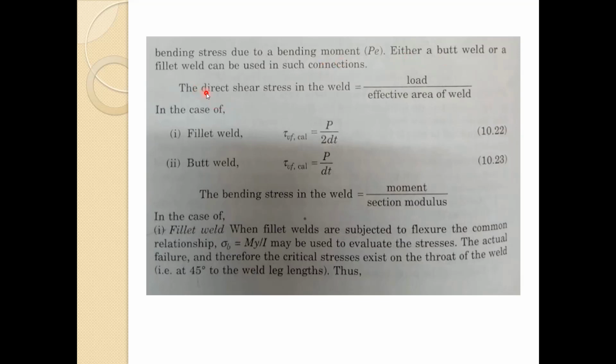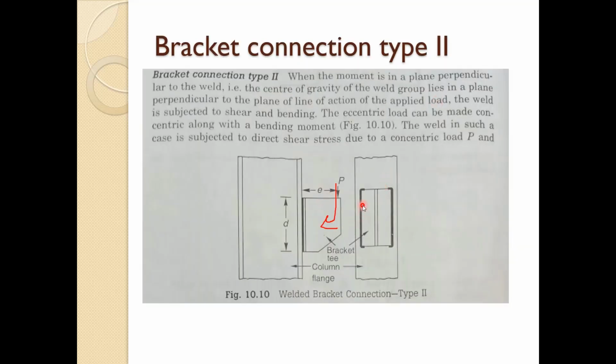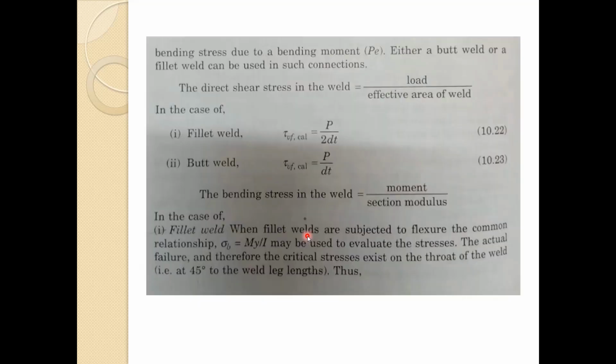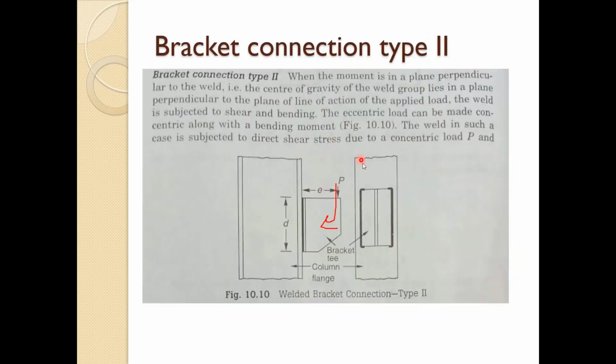So first thing, that is direct shear in the weld, that is load divided by the effective area of the weld. So load divided by this area of the weld, whatever it may be. In case of fillet weld, the tau VF calculated is P divided by 2 dt. In fillet weld, we are providing the weld at the two edges, connecting the bracket. So here it is one weld, and on the other side there is another weld. So it is the entire bracket. Here this is one weld and this is another in case of fillet weld.